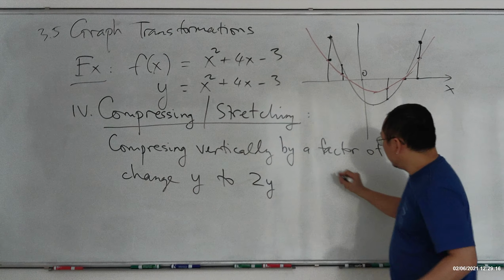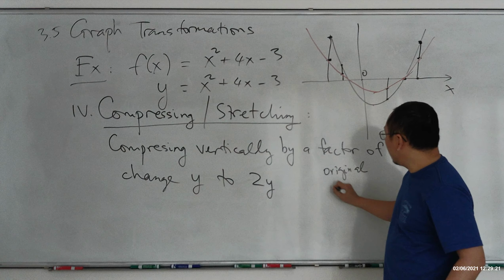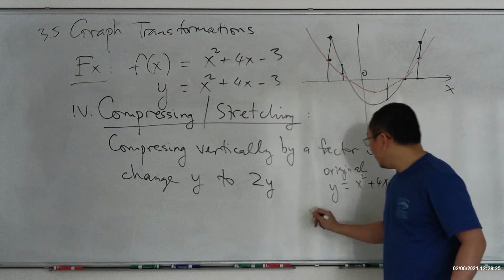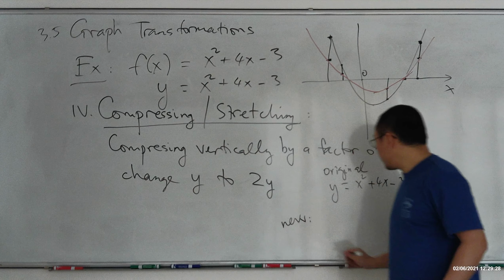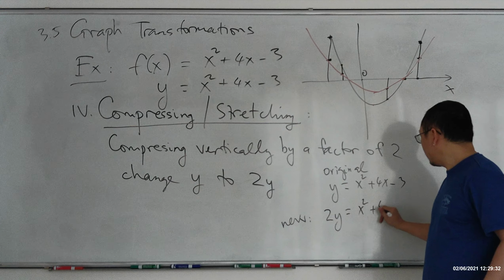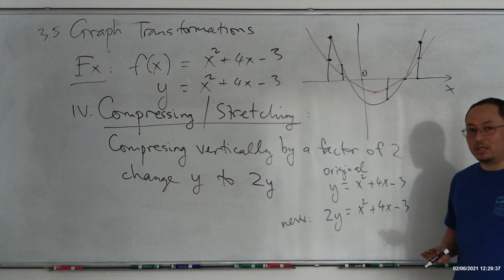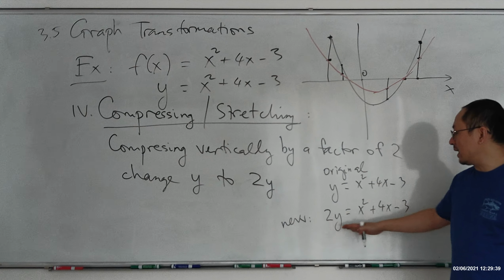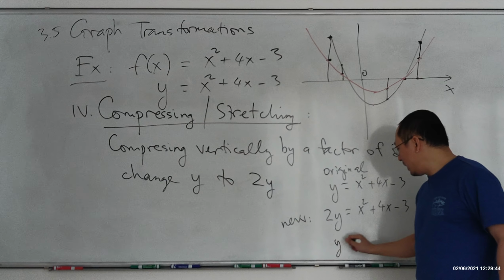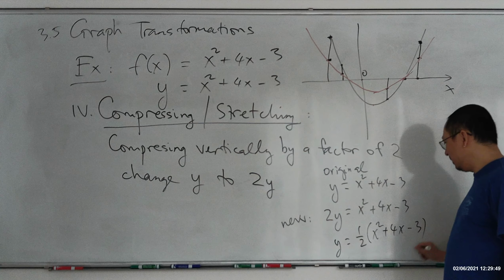So, the original function, say you got y equal to x squared plus 4x minus 3. The new equation gonna be this: 2y equal to x squared plus 4x minus 3. And again, this is the step that I want you guys to see. In our book, they're going to omit this step. Instead, they're going to divide by 2 for you right away. So if you divide by 2 on both sides, you got y is equal to 1/2 of x squared plus 4x minus 3.